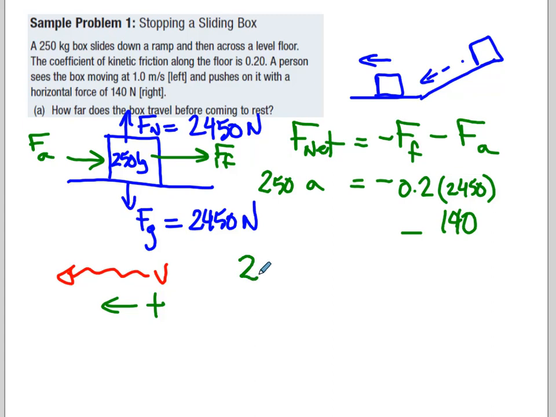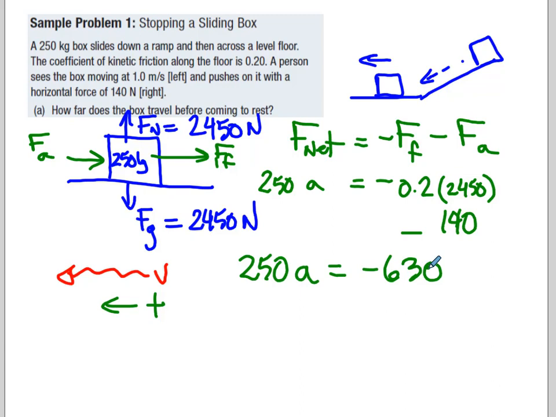Okay, so now I have 250A equals, now let's do this real quick, 0.2 times 2,450. So that's a negative 490 minus another 140. So I get negative 630 newtons. And now the negative should be comfortable because it's an acceleration that's in the opposite direction of the motion. So it's trying to slow us down.